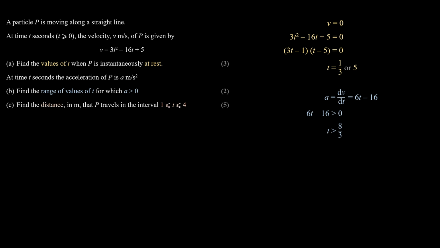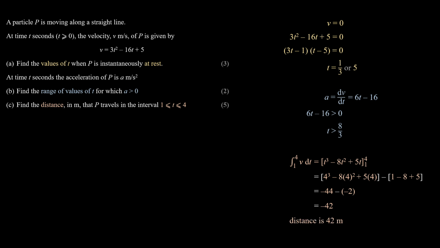Finally, we calculate the distance traveled by the particle in the interval between 1 and 4. Distance is found by integrating velocity with respect to time. The integration gives t³ − 8t² + 5t, evaluated between the limits of 1 and 4. Substituting t = 4 and t = 1 into the expression and simplifying gives −42. The magnitude of this value, 42 meters, is the distance traveled in the interval between 1 and 4.